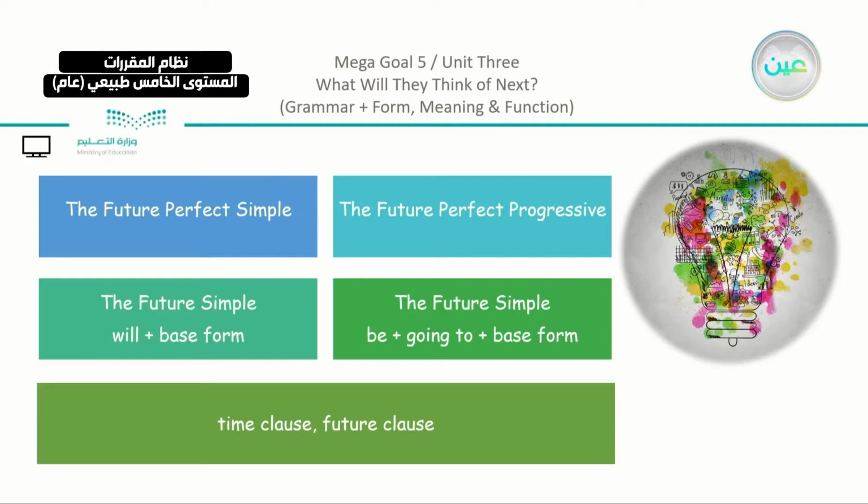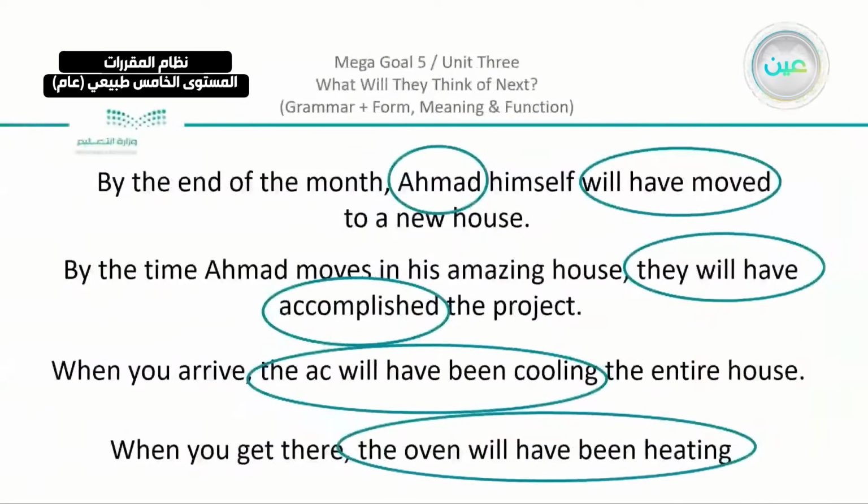And also we have here the future simple, the regular one, using will plus the base form. We have here be going to plus the base form, and we're going to see or just remind you of the time clauses that we discussed. Now do you remember here the sentences that we had? We had the first one, which is by the end of the month, Ahmed himself will have moved to a new house. And the second one, by the time Ahmed moves in his amazing house, they will have accomplished the project.